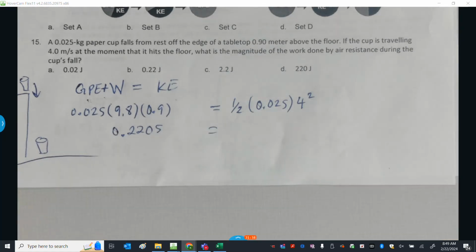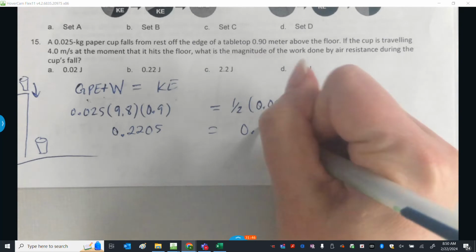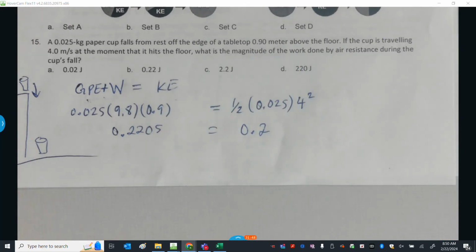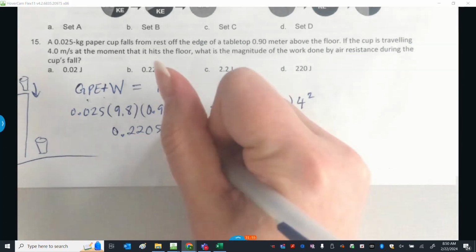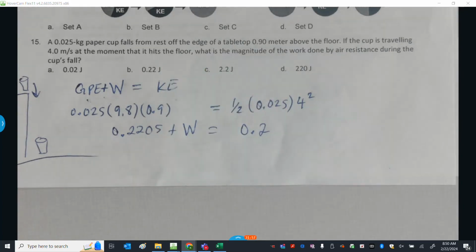Let's find out. 0.5 times 0.025 times 4 squared is 16. This is 0.2. Nope, they're not equal. You could have just done that. Are they equal? No. Okay, let's figure out the difference. Or if you have it built into the equation, you can figure out the difference that way. But it's the same thing.